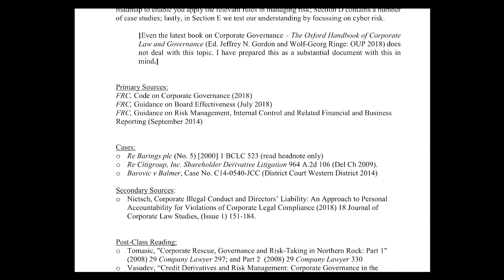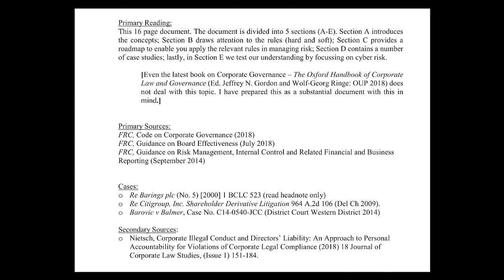So I'll just say a few things about the readings. For purposes of this class, we're going to go over the 16-page document which has been prepared. You'll see here that I say the document is divided into five sections. The first section introduces the concepts of risk management and internal control. Internal control used to be an accounting concept: the systems you put in place when running a business to prevent theft, to prevent a fire from burning down your premises, to prevent your stock from being lost. That's internal control. But now it's wider. It embraces issues of risk management. So we'll try to sort out the definitional issues.